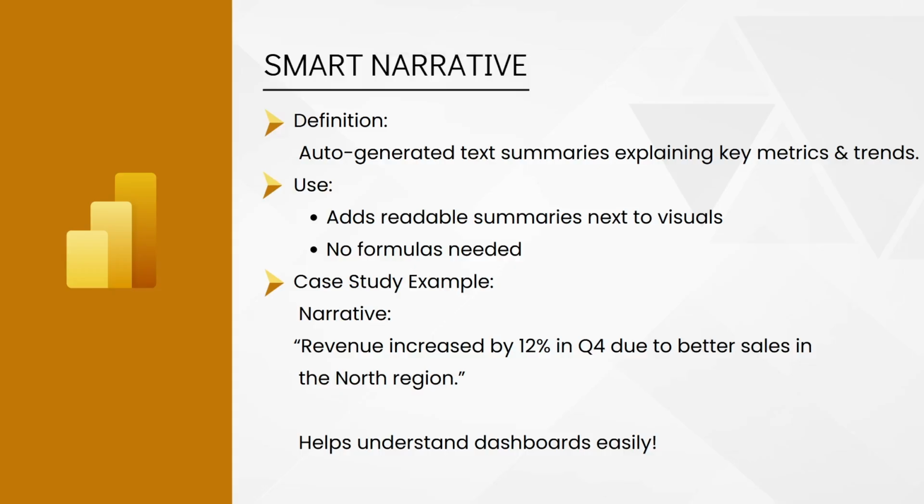Next is the Smart Narrative feature. Smart Narratives creates automated text summaries based on visuals and data. It generates automatic text summaries of charts or pages, highlighting trends, changes, and key metrics. It is used to generate dynamic explanations like increases, decreases, and trends without writing a single formula. No need to write or explain charts manually. This tool does it for you. It is perfect for executives or non-technical users who prefer reading insights.